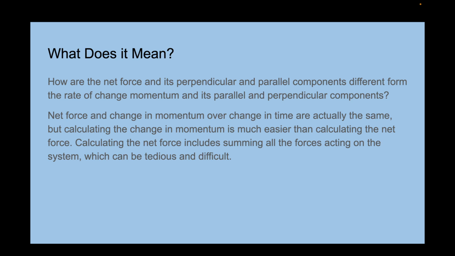So my what does it mean question: how are the net force and its perpendicular and parallel components different from the rate of change of momentum and its parallel and perpendicular components? Net force and change of momentum over change of time are actually the same mathematically, but calculating change of momentum is much easier than calculating net force, because calculating net force includes summing all forces acting on a system, which obviously includes the black hole in this case, but could include maybe some other things. Versus calculating change of momentum can be done by just looking at the star.